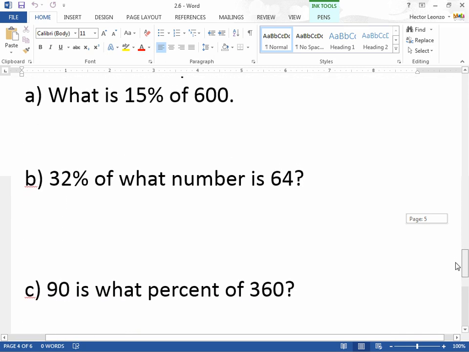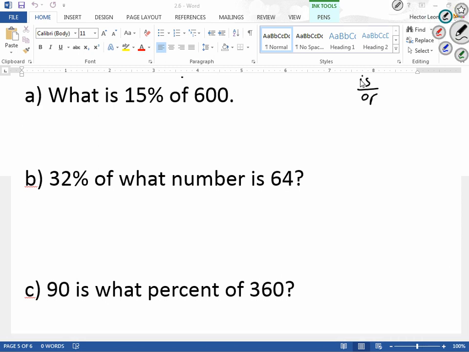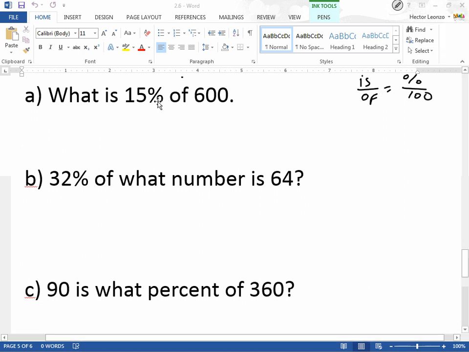Solve each problem. One proportion I'm going to give you guys is: is over of. Is is the part, of is the complete thing. Is over of is equal to percent over 100. This might sound like mumbo jumbo right now, but your questions you can always break up into is, of, and percent.